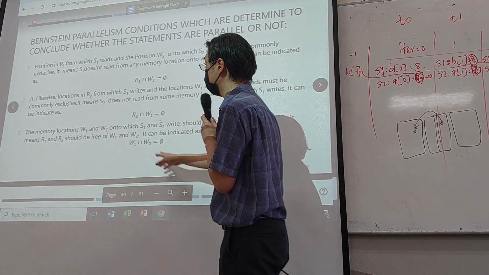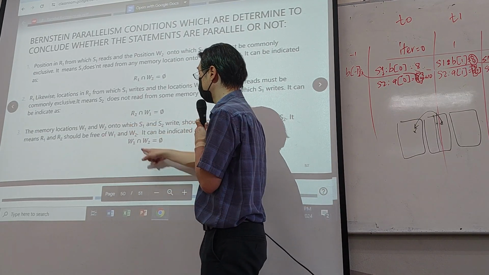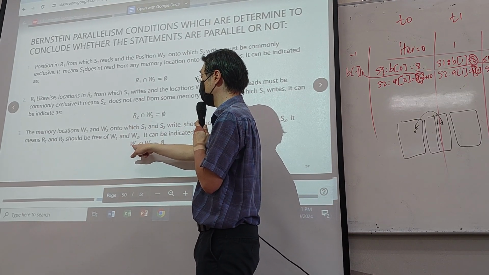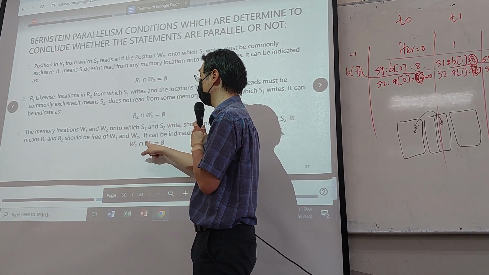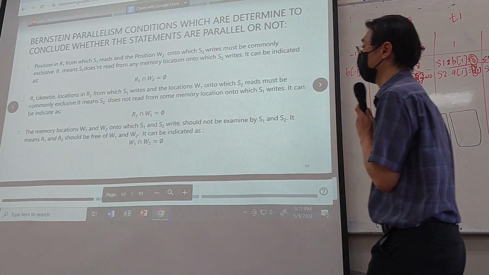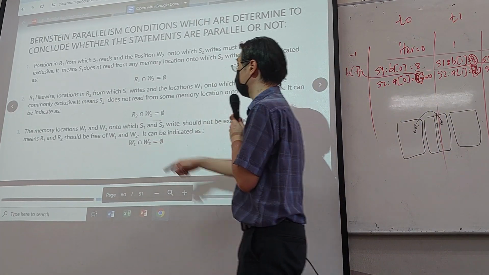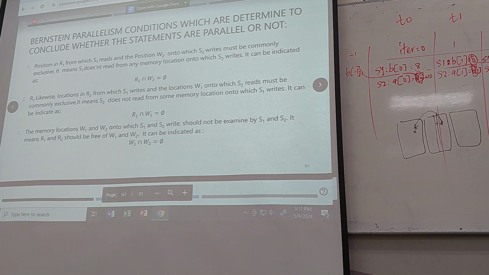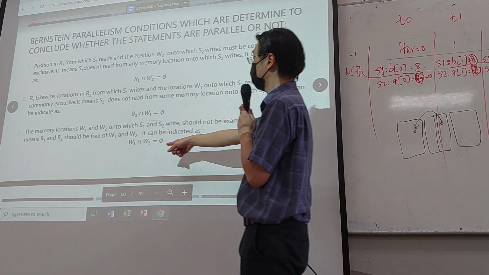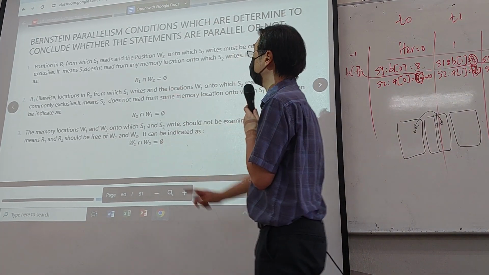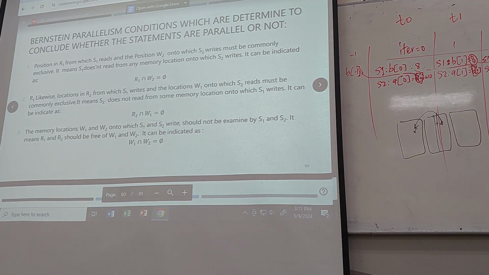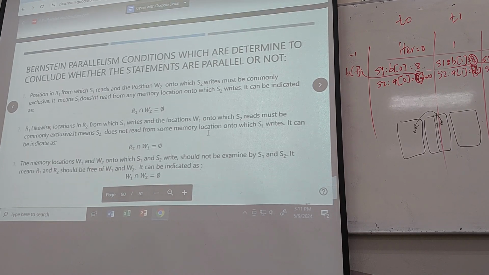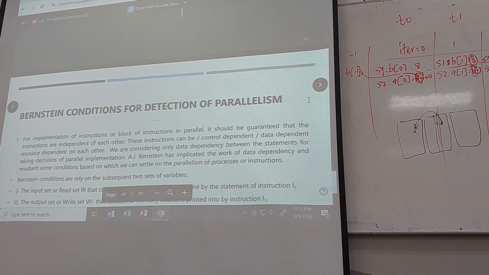And the third condition is write and write. Okay? You want to check whether the write set of the first statement coincides with any statement in the write set of the second statement. If there is no overlap, that means it's null, and it's satisfied, and therefore they are good for parallel computing. Okay? So this condition is something similar to what we have seen before.